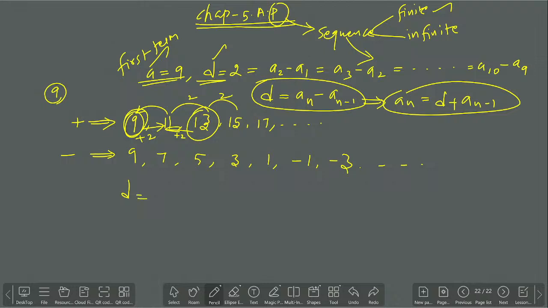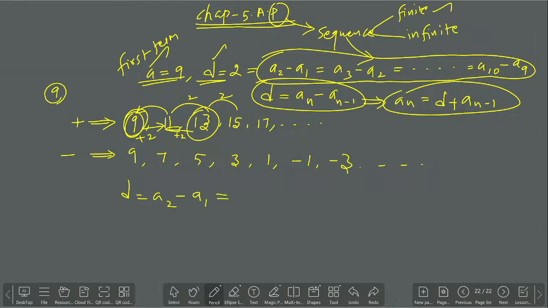D equal to, what is the formula? Here I told you, no. What is the formula? Choose the second term minus the previous term. So if I'm choosing A2, minus what is the previous term? A1. This is my A1, A2, A3, it's going on. A2 value 7 minus 9, what am I getting? Because I'm subtracting, D value is minus 2.